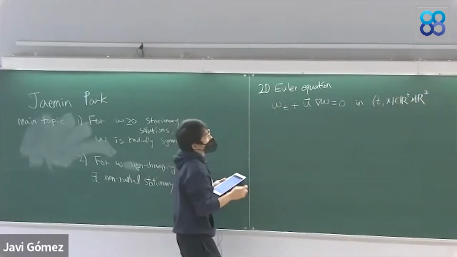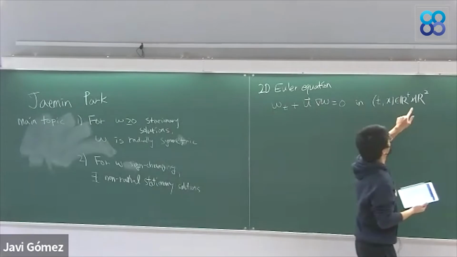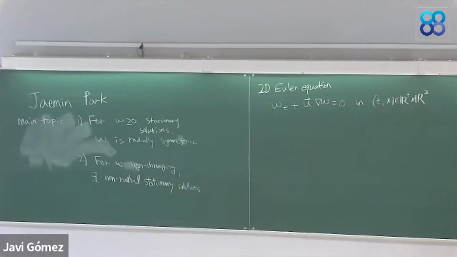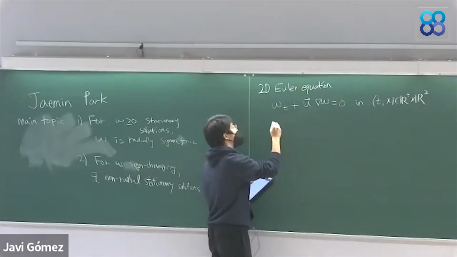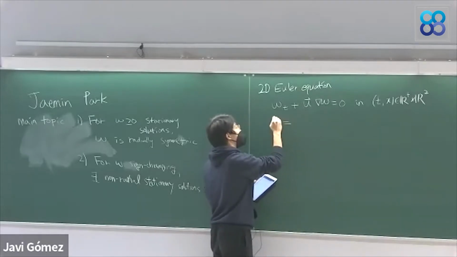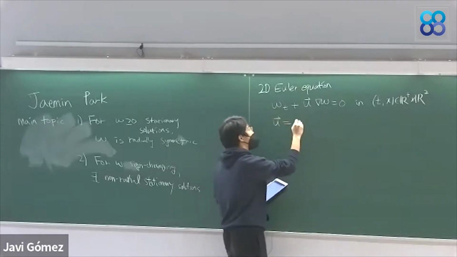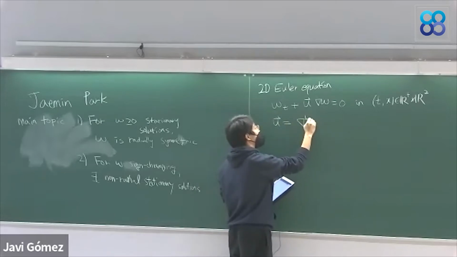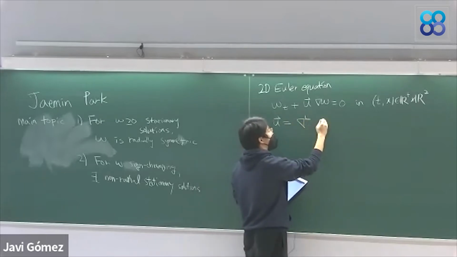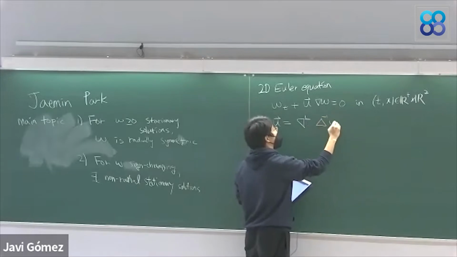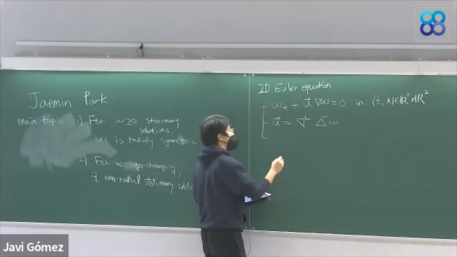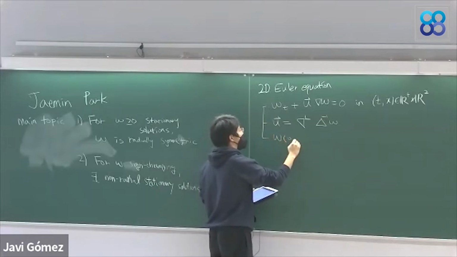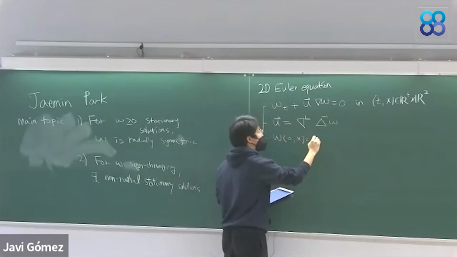Our spatial variable lives in the whole plane. There's no boundary. And what's the vector field u? u is given by the grad perp, the gradient curve, of the inverse Laplacian of omega. And then, because this is an evolution equation, we consider the initial value.